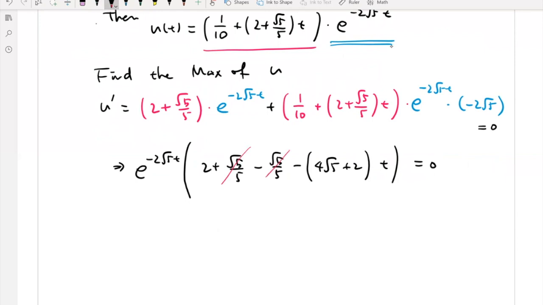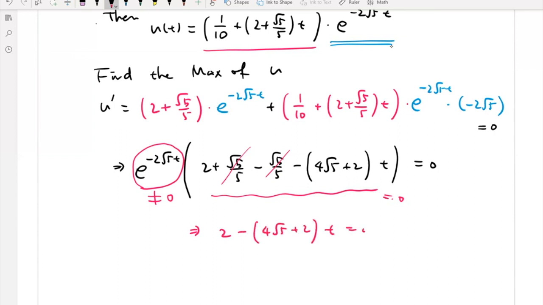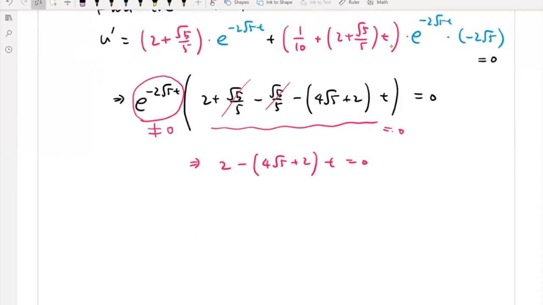Okay, here we go. And this is out. Then keep that in mind: exponential function can never be equal to 0. It is impossible. Then the only way to make this whole equation equal to 0 is that this part must be equal to 0. So what we have is 2 minus 4√5 · 2t must be equal to 0, and moving the negative part to the right-hand side, 2 is equal to 4√5 · 2t, then your t must be 2 over 4√5 · 2. This is the critical number, which is a candidate for your maximum, okay?